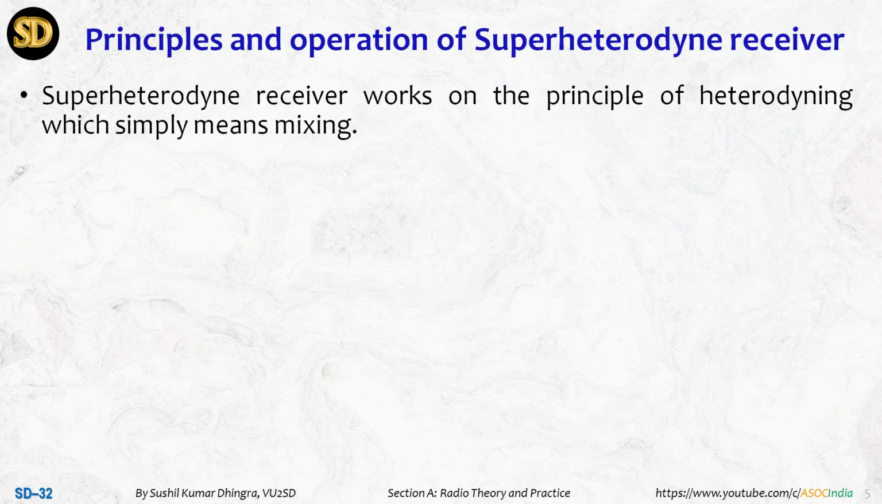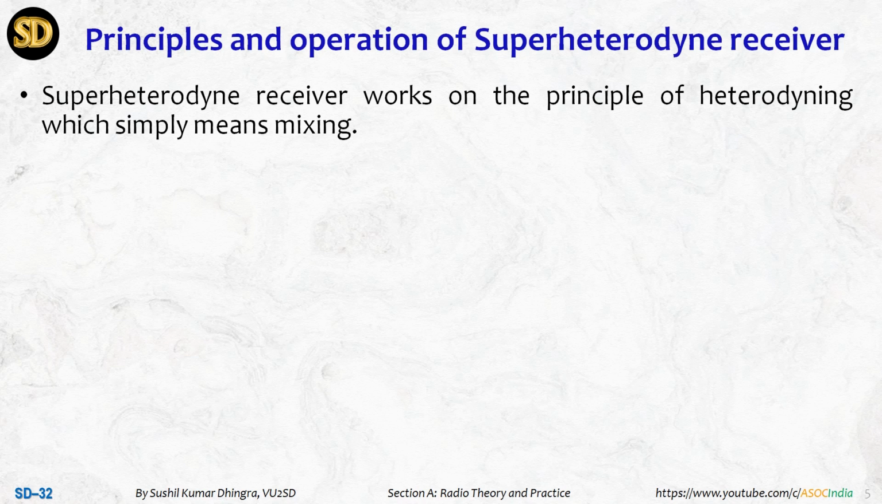The superheterodyne receiver works on the principle of heterodyning, which means mixing. Mixing means there are two frequencies. One is incoming, and one we create locally, and we mix both frequencies, and the result we are going to use is called the intermediate frequency, in simple terms the IF frequency.